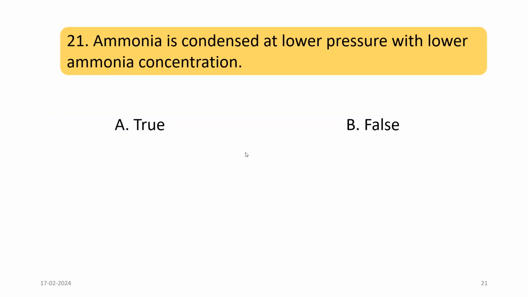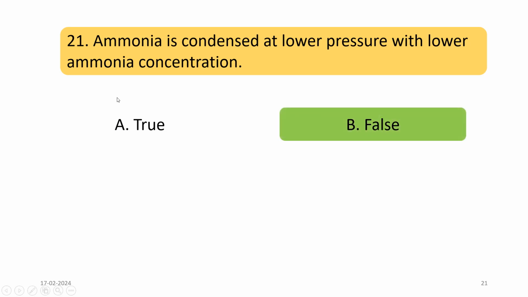Next question is, the ammonia is condensed at lower pressure with lower ammonia concentration. I have already just told the answer, so you should answer this. Ammonia is condensed at lower pressure with lower concentration of ammonia. Is it true or false? So it is quite obvious that the answer will be false.